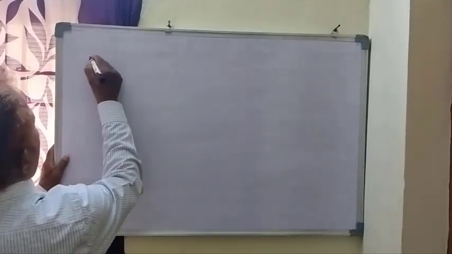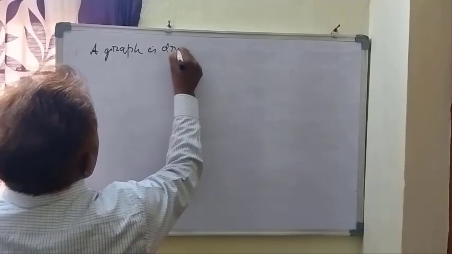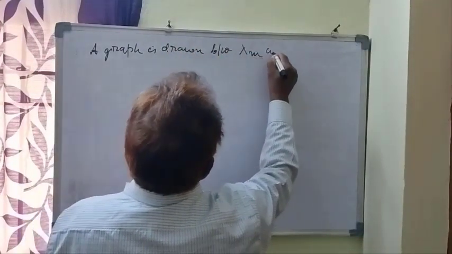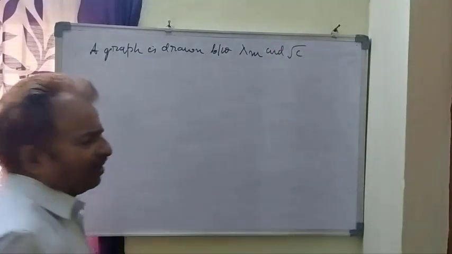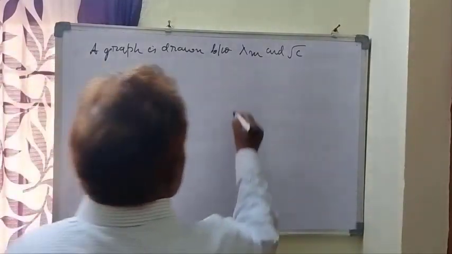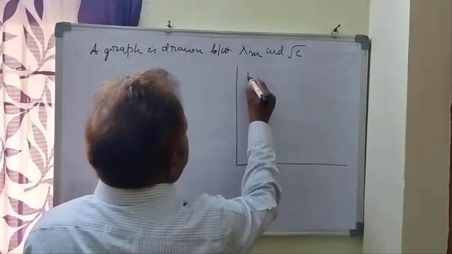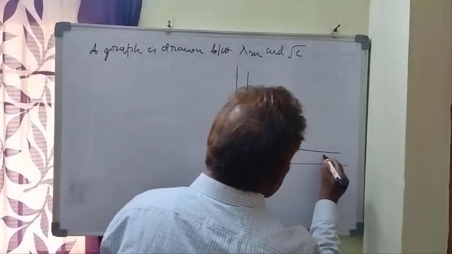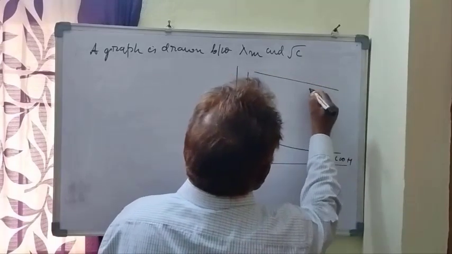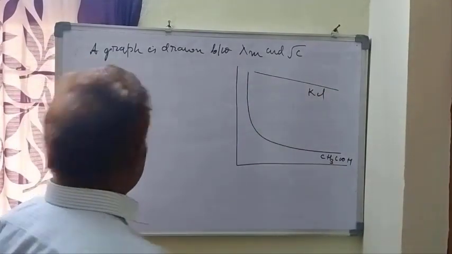So a graph is drawn between lambda m and square root of c. Lambda m is the molar conductivity, square root of c is the concentration. So the graph is obtained in this manner. This is the graph. Here this is the weak electrolyte CH3COOH, and this is KCl. So this is strong electrolyte, this is weak electrolyte.